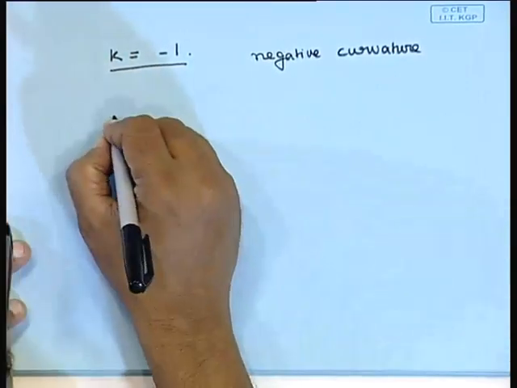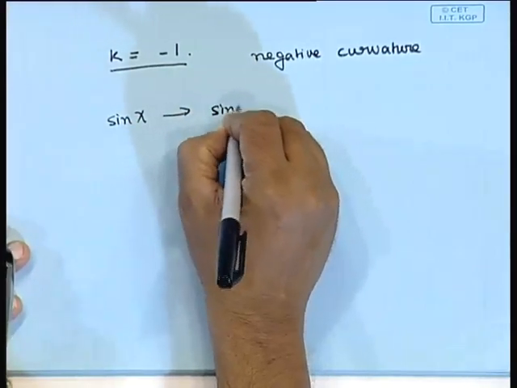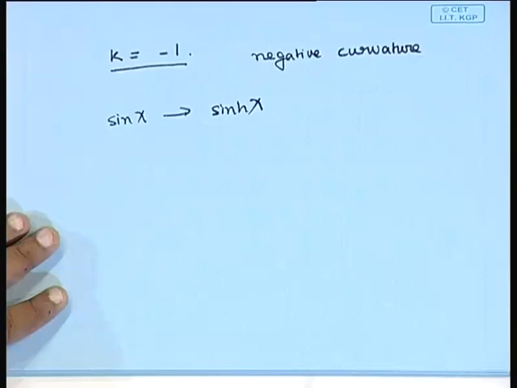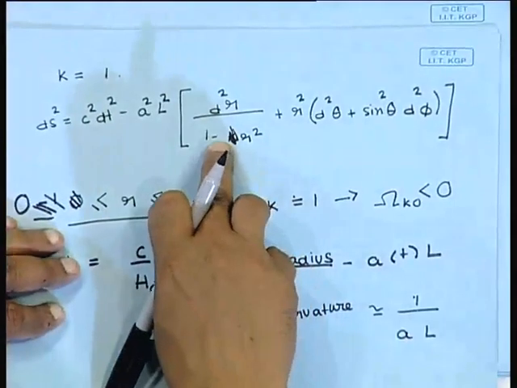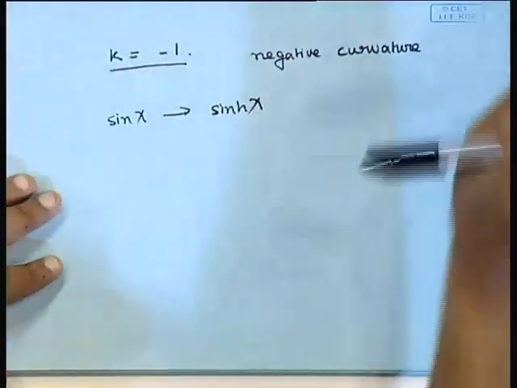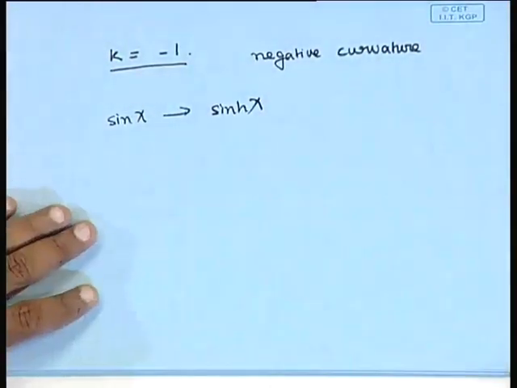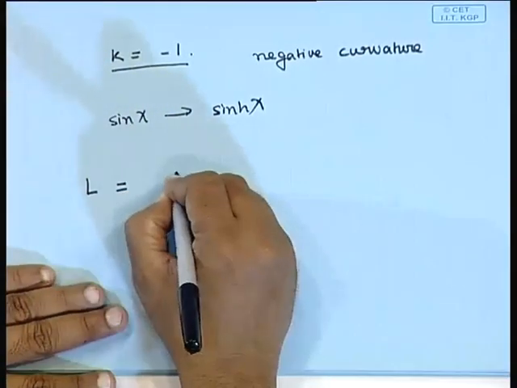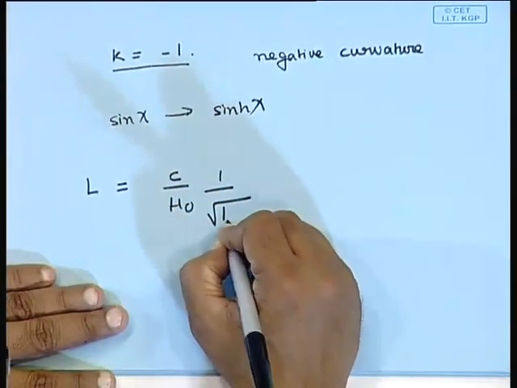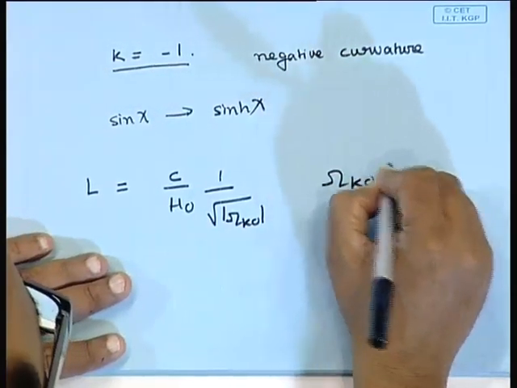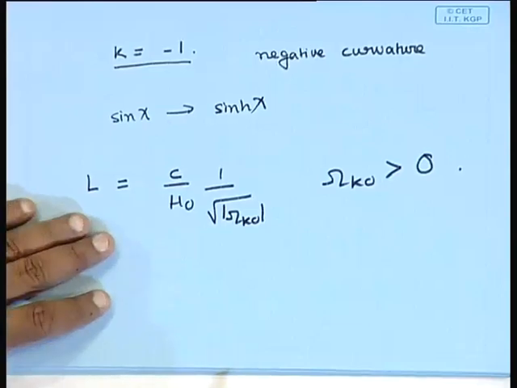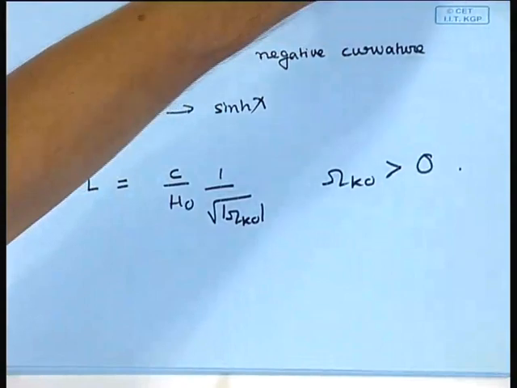All that you have to do is replace sin chi by sinh chi. Okay, and everything else is the same, because this becomes plus, and you can write it again in that polar kind of system, or it is equally good to write it in this way. Here again the space is curved, it has got negative curvature, the length scale L is again the same thing, c by H naught 1 by root of omega curvature naught. Here omega curvature naught is positive, okay, in this case, and for k equal to 0, omega curvature is 0.